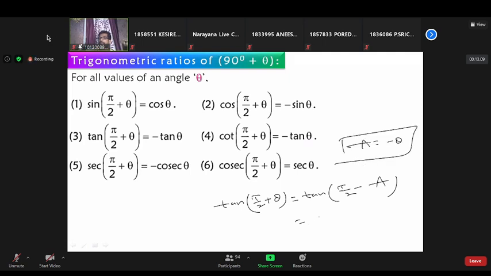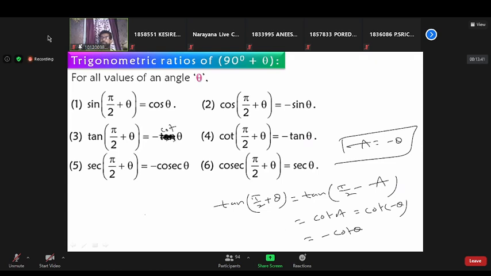Tan of pi by 2 minus a is equal to, you know that, cot a, where a is replaced with minus theta. Cot of minus theta is equal to minus cot theta. So tan of pi by 2 plus theta is equal to minus cot theta.